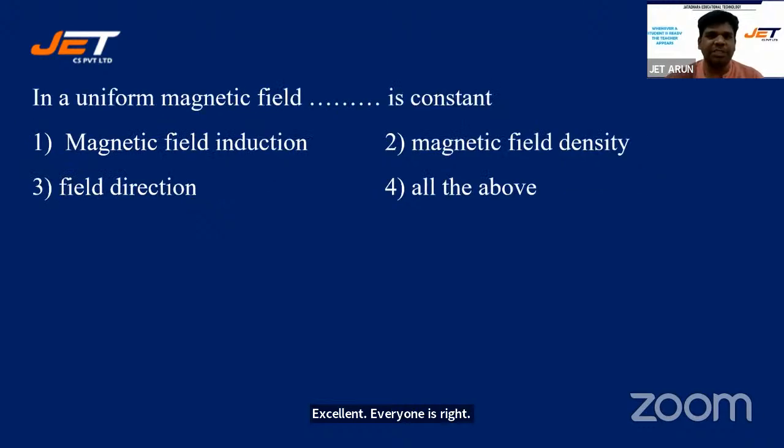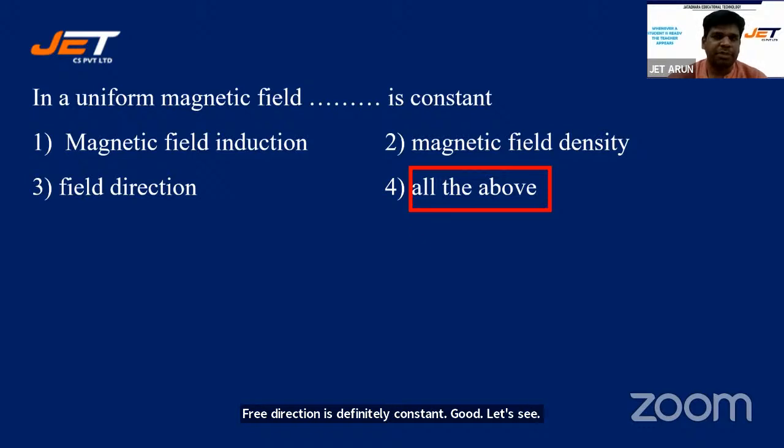In a uniform magnetic field, dash is constant. Magnetic field induction, magnetic field density, field direction, all the above. It is supposed to be magnetic flux density, students. In a uniform magnetic field, the field direction is definitely constant. Good. All the above, students.